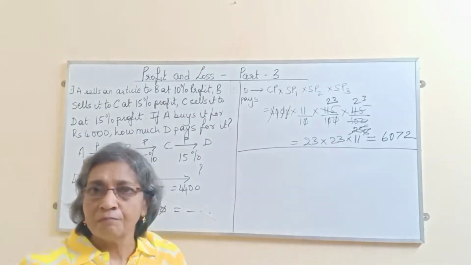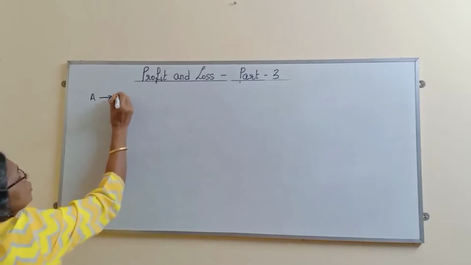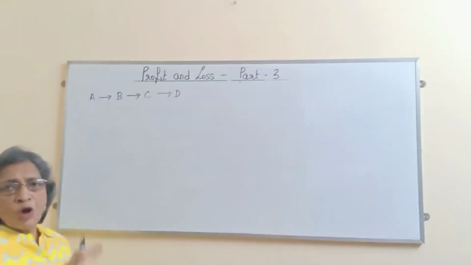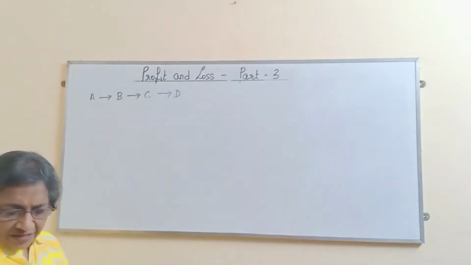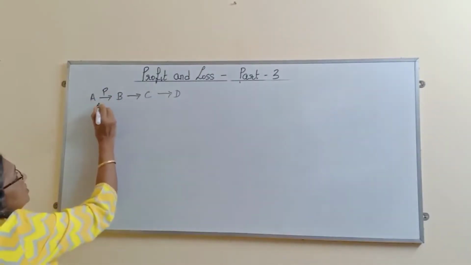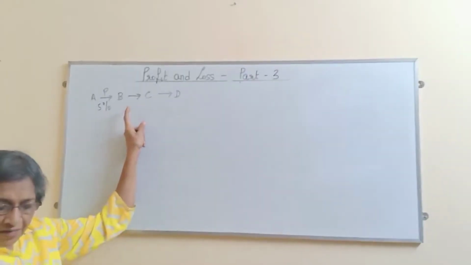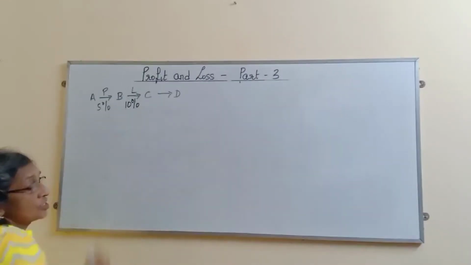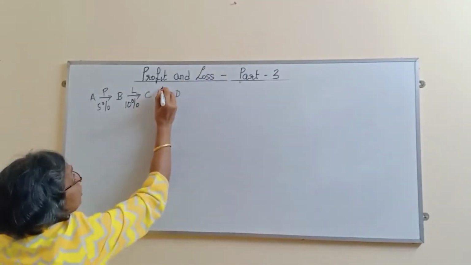So let's take an example now with the reverse. So very simply I'll just write it like this. A sells it to B, B sells it to C, C sells it to D. I'm not writing the whole sum. We'll just take it that A sells it to B, B sells it to C, and C sells it to D. So let's take what each one sells it for. A sells it for a 5% profit, then B sells it at a 10% loss. So here it's going to be a loss. And now C sells it to D, again at a 10% profit.